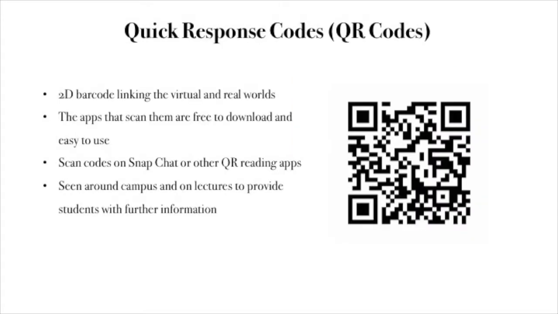QR codes are quick response codes. They hard link the virtual and real world by scanning them on a mobile device. It involves situated learning as you are learning in the moment. QR codes are being seen on lectures and around campus to provide you with further information on a topic. They can be scanned on Snapchat or other QR reading apps. Scan the QR code on the screen for a link to a QR code generator website.